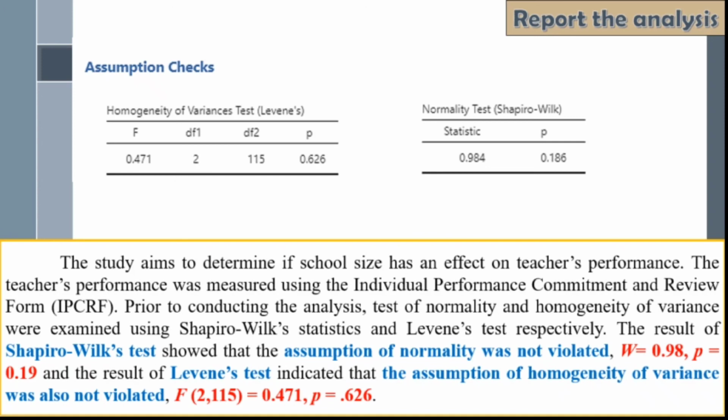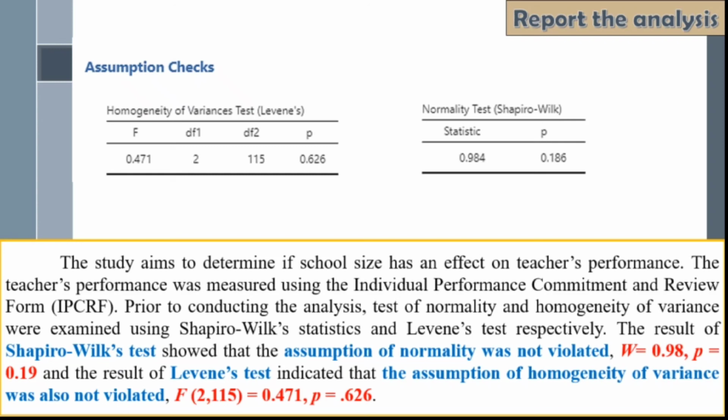The study aims to determine if school size has an effect on teachers' performance. The teacher's performance was measured using the Individual Performance Commitment and Review Form, or the IPCRF. Prior to conducting the analysis, tests of normality and homogeneity of variance were examined using Shapiro-Wilk statistics and Levene's test, respectively. The result of Shapiro-Wilk's test showed that the assumption of normality was not violated, represented by the given values.